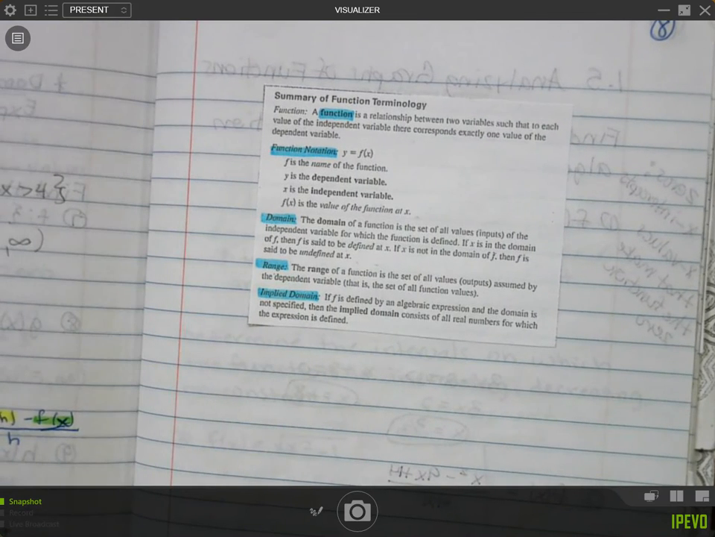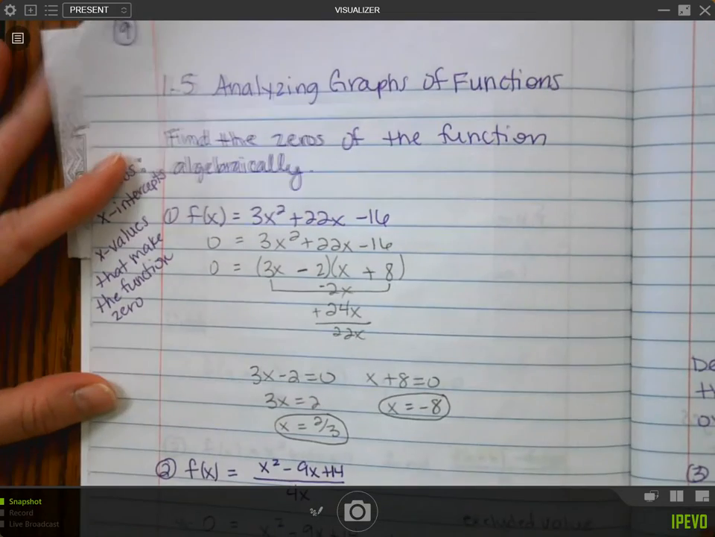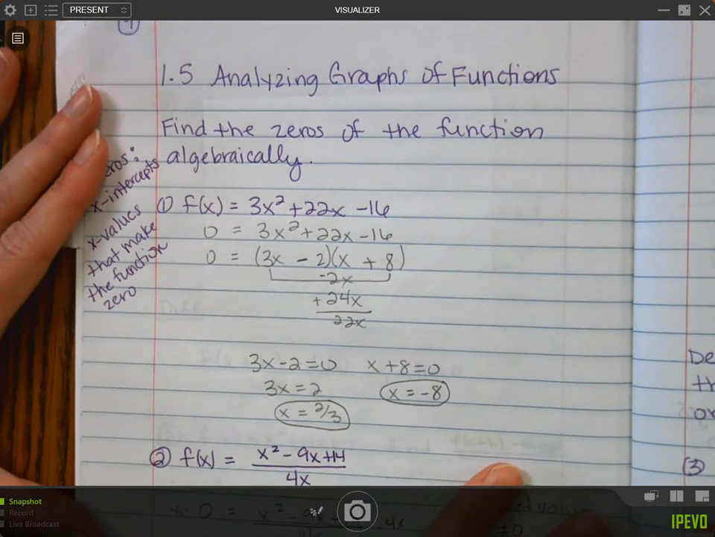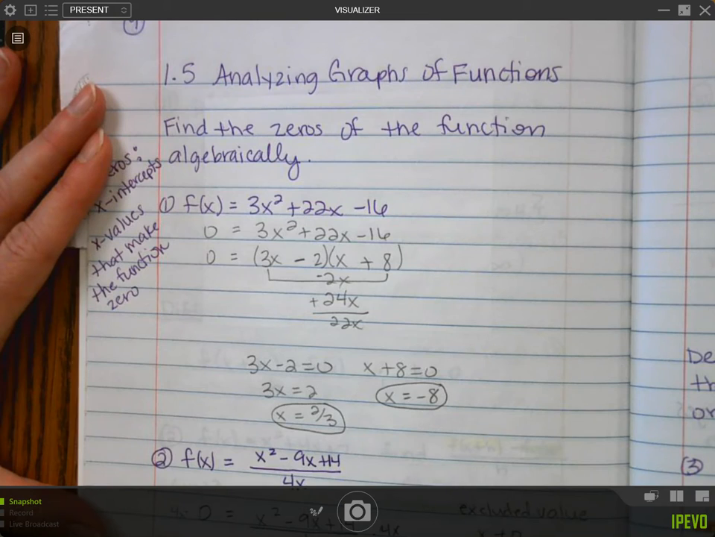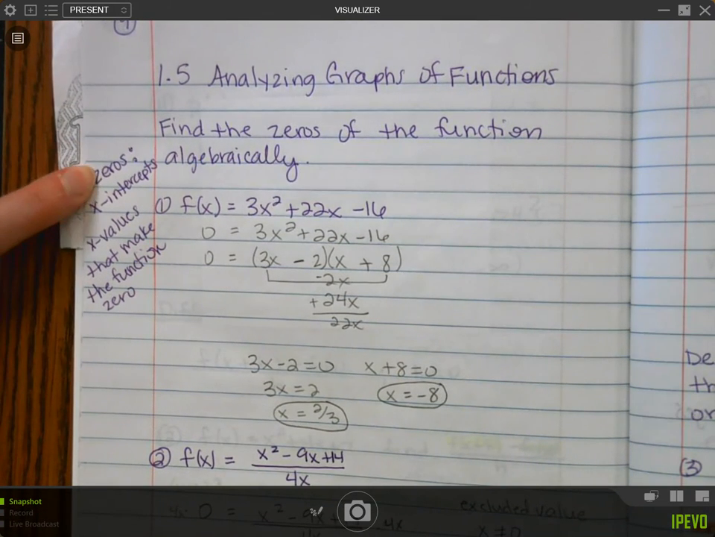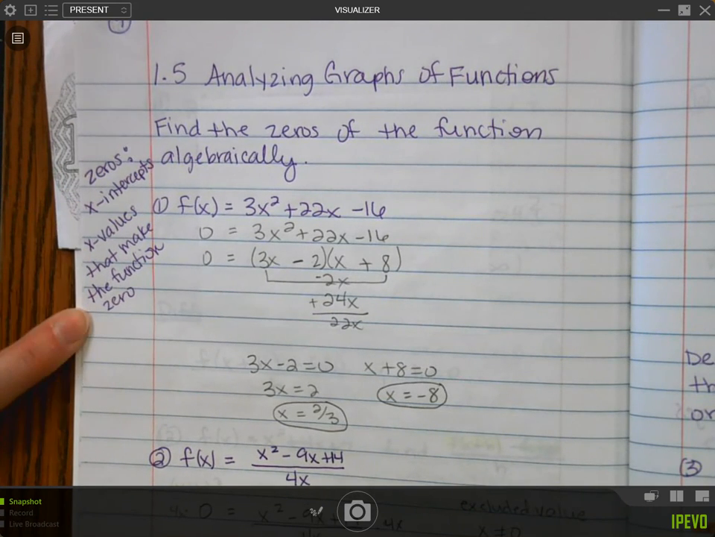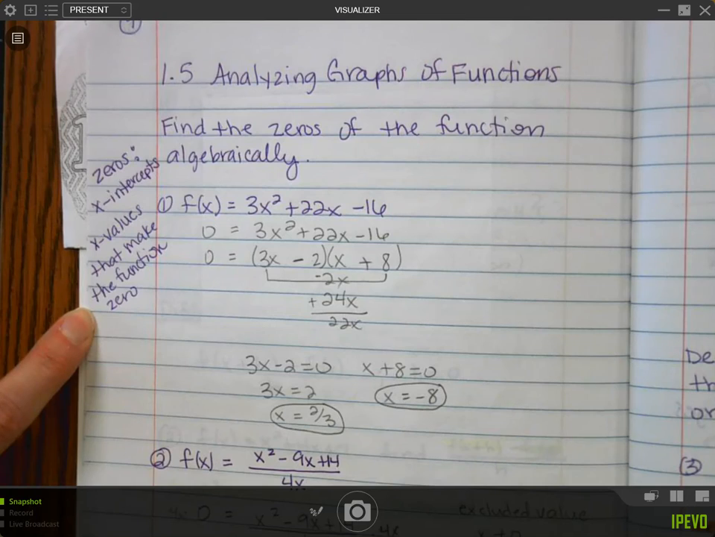Alright, we should have time in class today to start section 1.5, so I want to go ahead and do that. Your assignment is only over section 1.4, but starting section 1.5, analyzing graphs. We're just going to do the can you find the zeros of a function today. So keep in mind that zeros are also called x-intercepts. They're the x values that make your function 0.